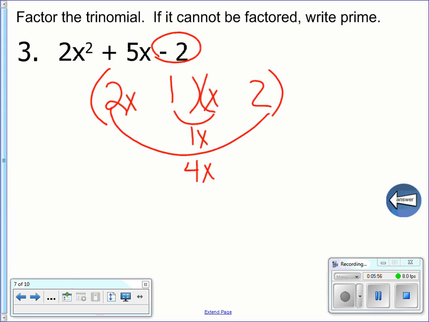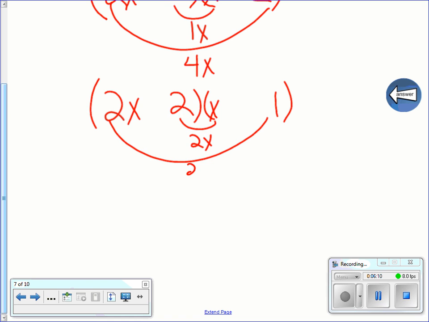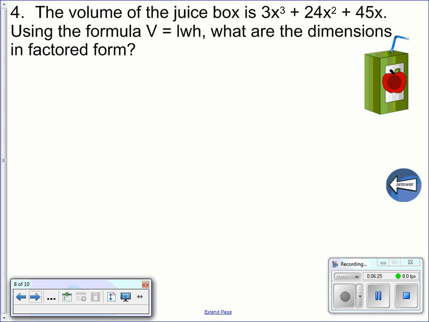Okay, let's try again. Let's try the other way. So this time I know it can only be 2x and x. So let's try 2 here and 1 here. This gets me 2x, and this gets me 2x. And I cannot subtract those in order to get my 5x from the beginning. So those are my only options. This trinomial is prime.